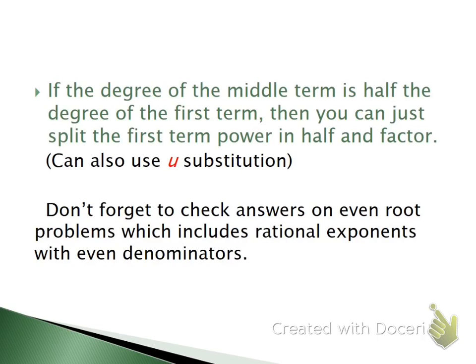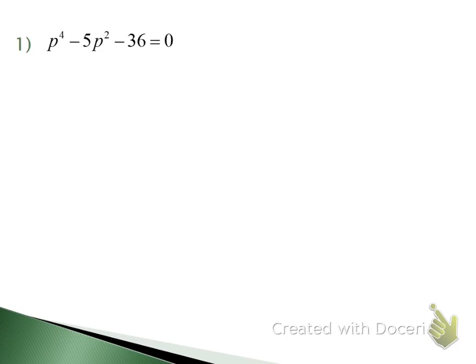So let's talk about this real quick. If the degree of the middle term is half the degree of the first term, I'm not going to do the U substitution. I have actually earlier this year showed you the U substitution. Now we're going to go straight to it. If the middle term's half of the first term, we can factor it. So let me show you what I'm talking about.